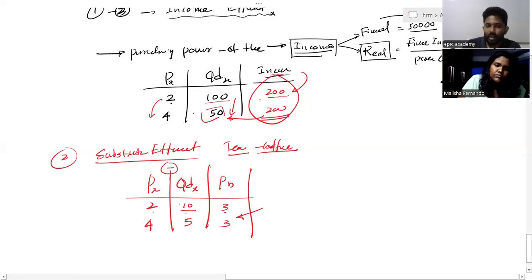Because X commodity is cheaper than the Y commodity. Okay. So then you are not going to consume the QDY. So the consumption of this commodity is 0.